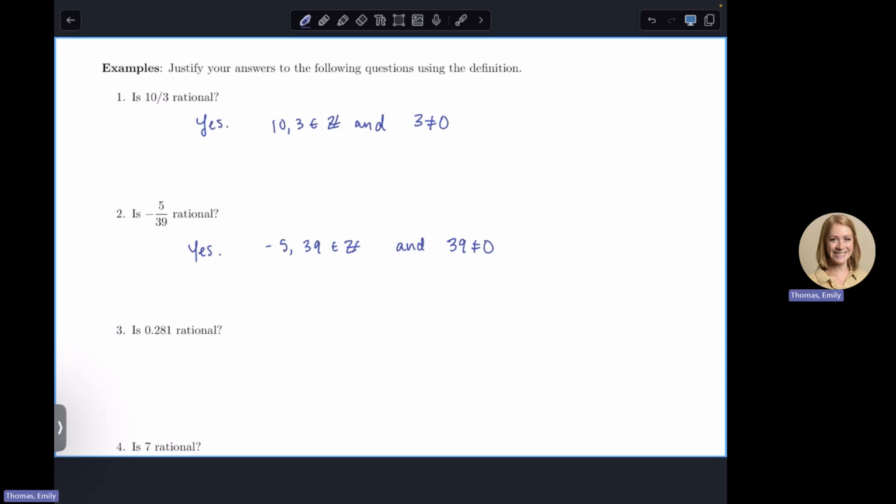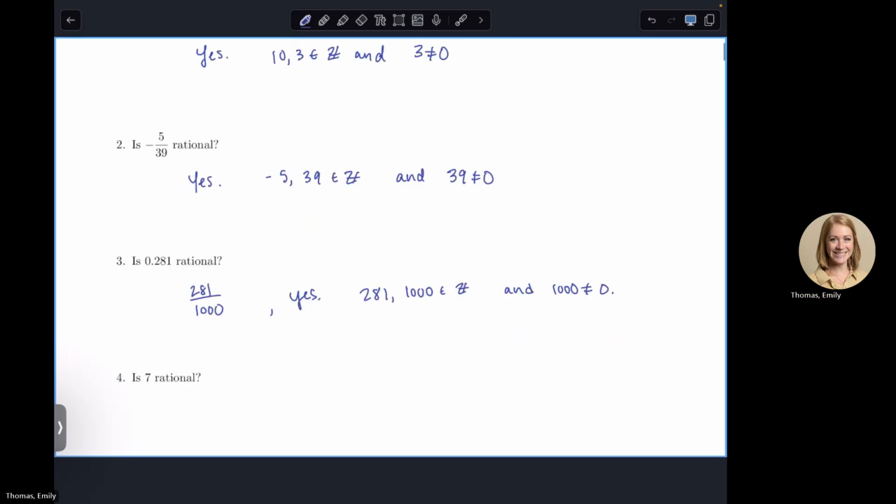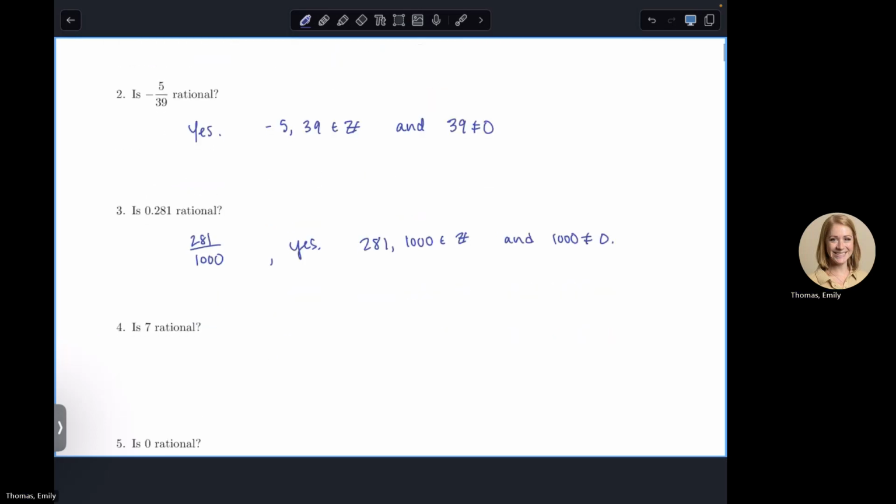Is 0.281 rational? Yes, because it's 281/1000, and those are both integers. Thank you, Charlotte. No problem. How about 7? Charlotte, you earned yourself a break too.